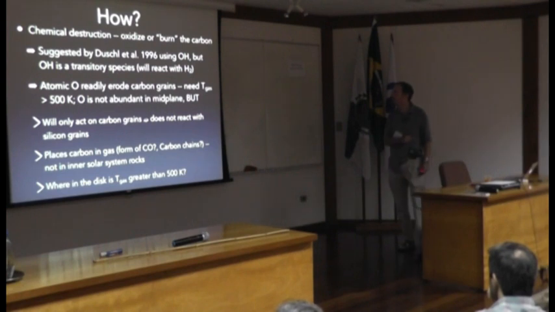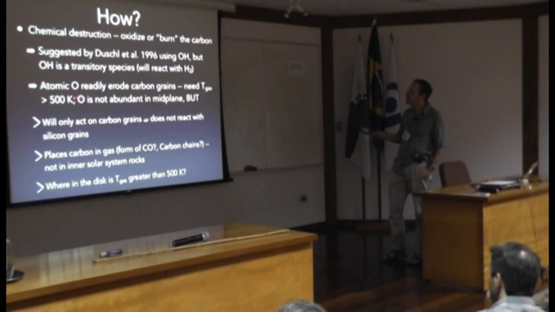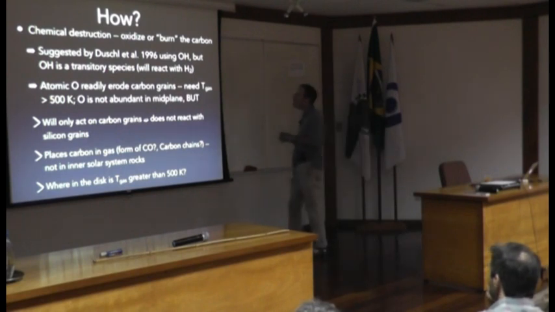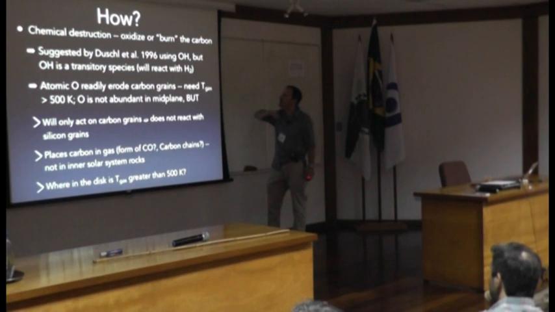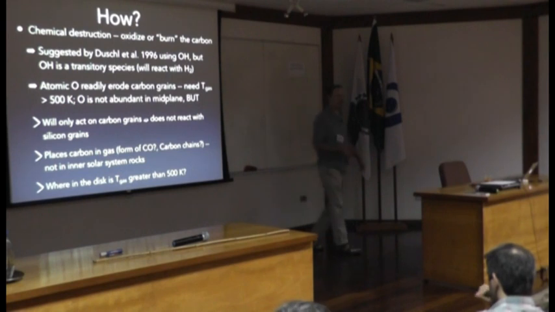We do it ourselves. And this was suggested by Duchêne et al. using OH. Atomic O is something that I explored with Zhonglin Li, and I'll show you a little bit of how that might work. So if this happens, you have to have hot gas and oxygen or OH. This will only destroy carbon; it leaves the silicon completely alone. It puts the carbon in the gas, mostly in the form of CO. And so you just have to ask, where could this be active?